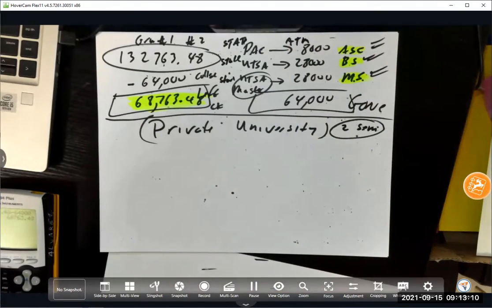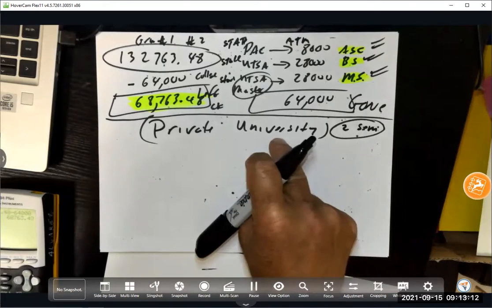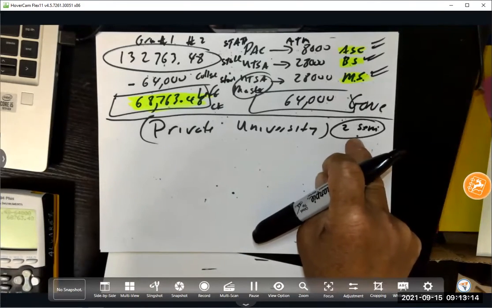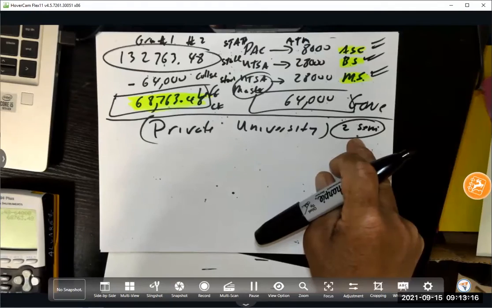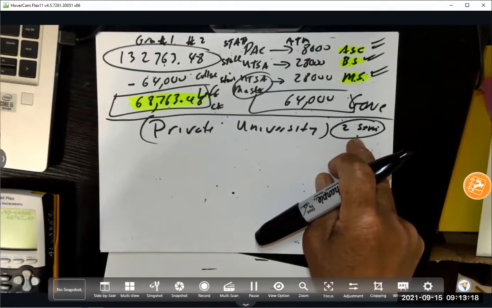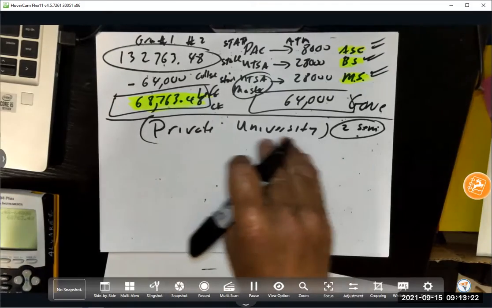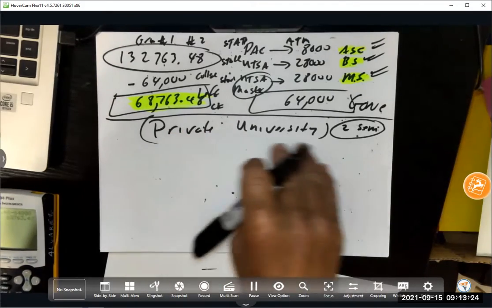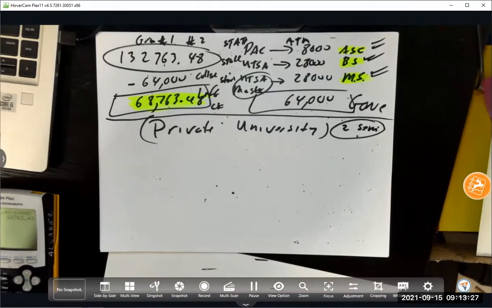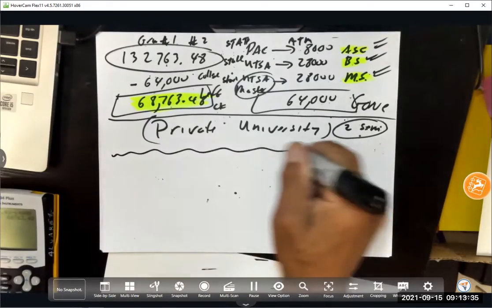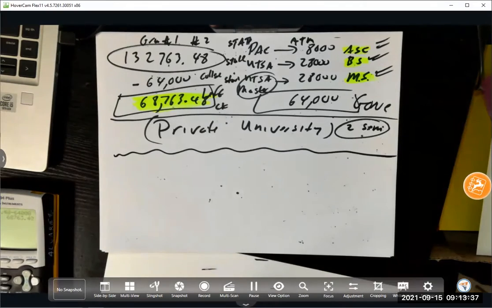Does that make sense? But the private places, nobody controls them. They do whatever price they want to charge. They can raise the price again next year if they want to. Nobody tells these guys what to do. So a private university, whatever they want to charge, doesn't matter. They set up their schedules. Does that make sense? Yes, a little bit.